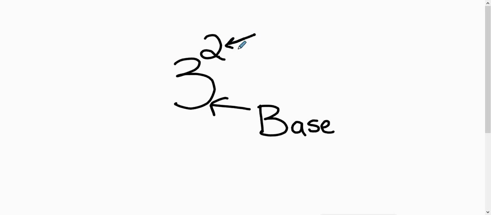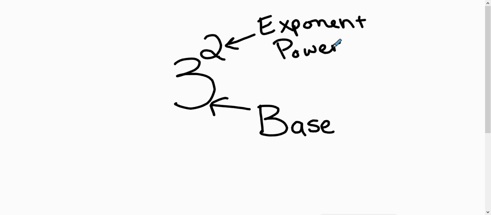The little number up here in the superscript is called either the exponent or the power. What this means is that we are going to take the base and multiply it by itself as many times as the exponent or power tells us to. So here I have 3 being raised to the second power, which means I'm going to take my base of 3 and multiply it 2 times. These say the same thing.